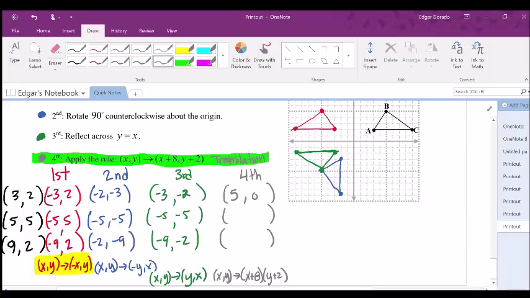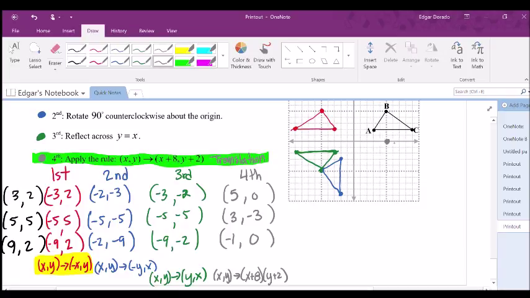Then I'm going to get negative 5 plus 8 is going to be a positive 3. Negative 5 plus 2 is a negative 3. And then finally, negative 9 plus 8 is a negative 1. And negative 2 plus 2 is 0.